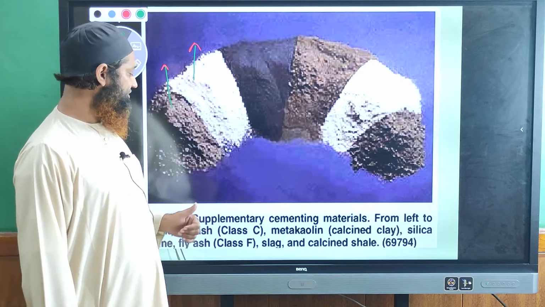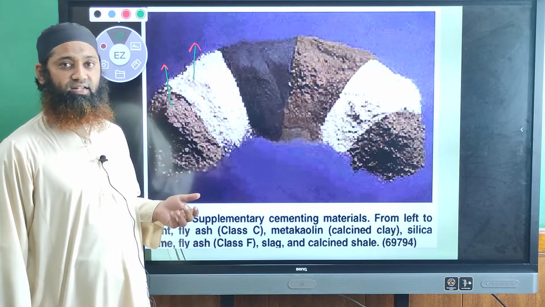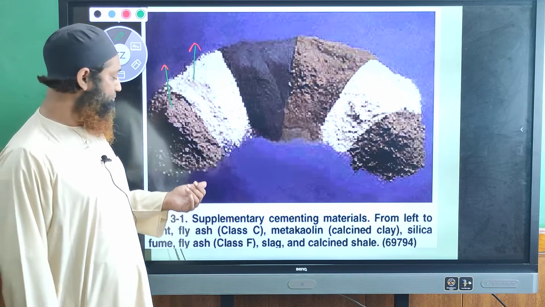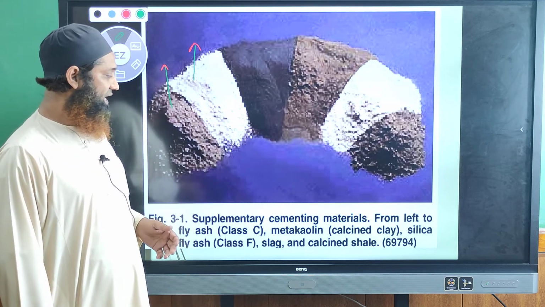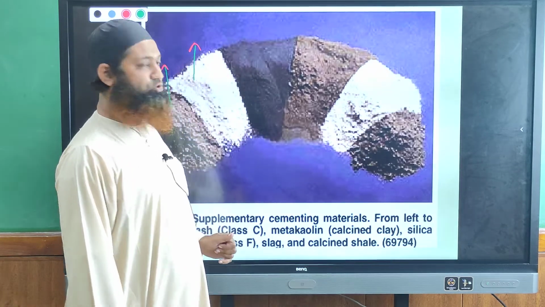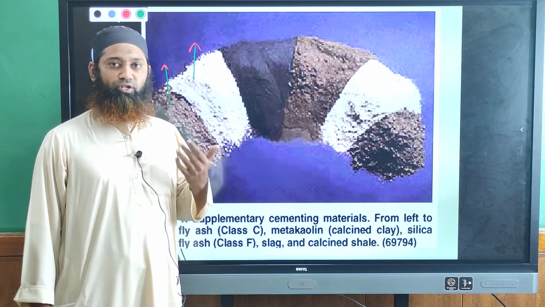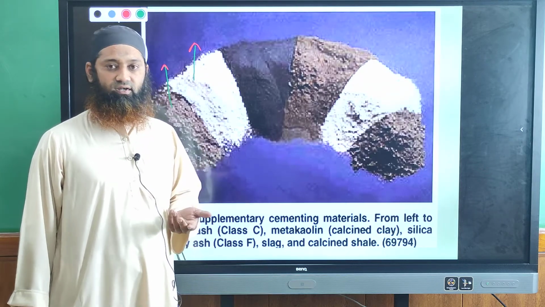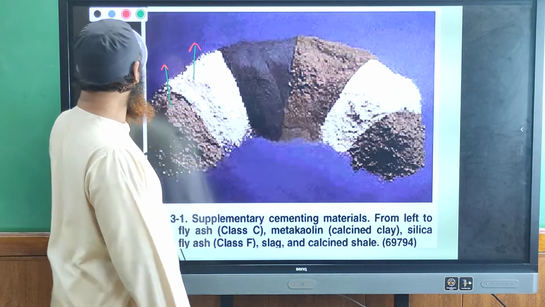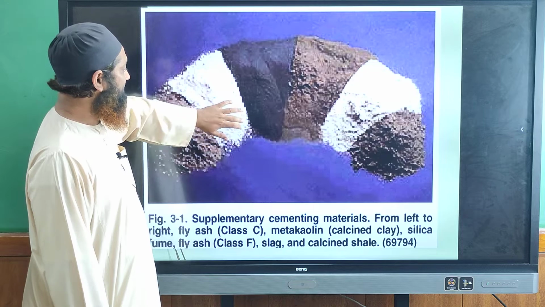And class F slag, this is also fly ash, but the content of calcium oxide is different when compared to class C fly ash. And calcined shale, this is the last one. This is also a byproduct which we get when aluminum alloys or other alloys are burnt. After that we get this cementing material. Let us see the next slide.